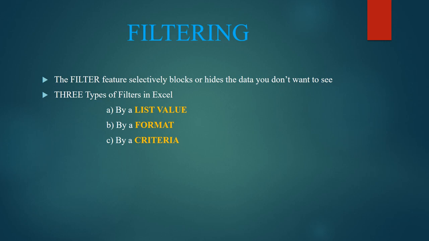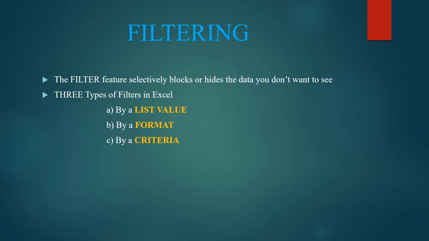Next, the fourth topic is filtering. The filtering feature is used to block or hide the data you don't want to see. A filtered range displays only the rows and columns that meet the conditions or criteria you specify. Filtering is a quick and easy way to find and work with selected data. Unlike sorting, filtering does not rearrange the data. It temporarily hides the rows and columns you don't want to consider for now. You can edit, format or print the chosen ranges of the filtered data.